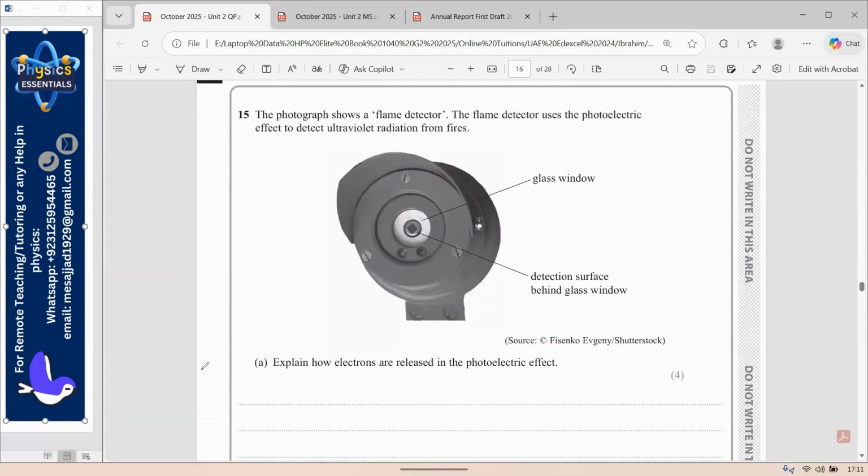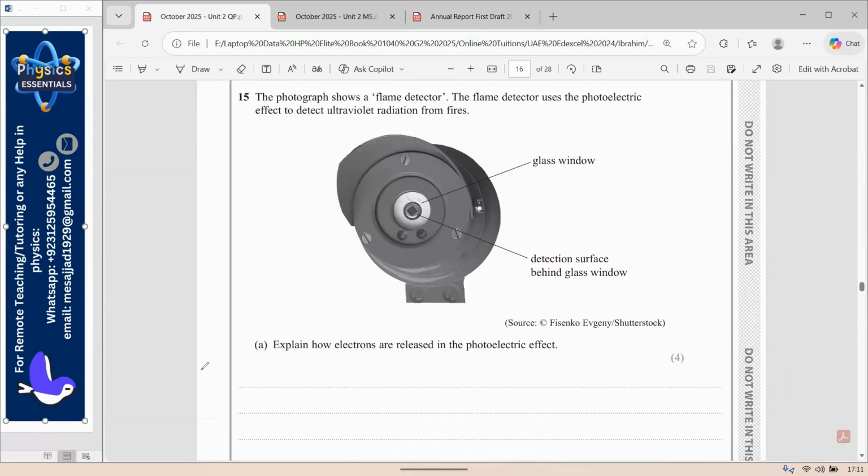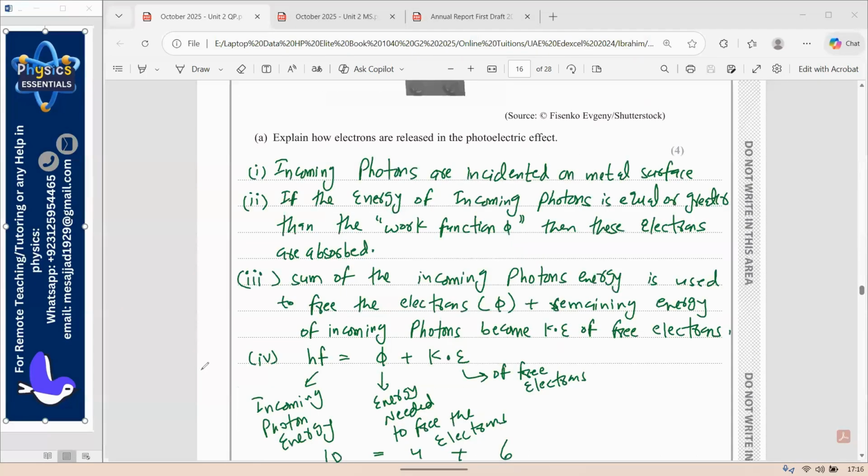Question number 15. The photograph shows a flame detector. The flame detector uses the photoelectric effect to detect ultraviolet radiation from fire. Explain how electrons are released in the photoelectric effect. Okay, here's the answer.